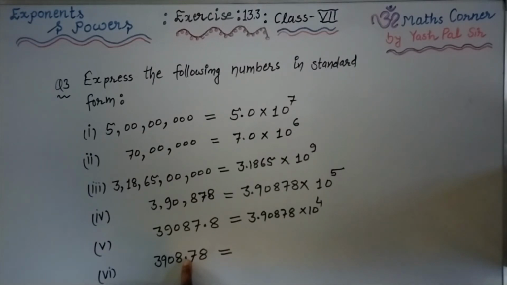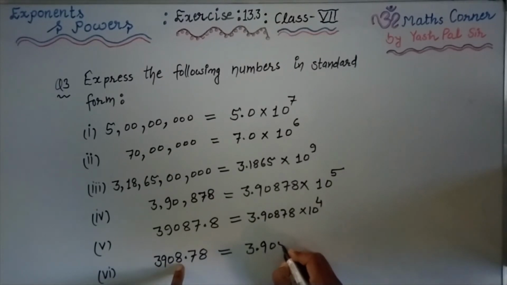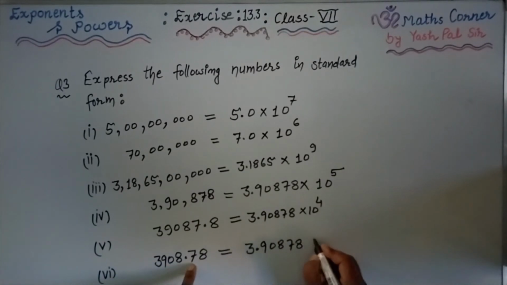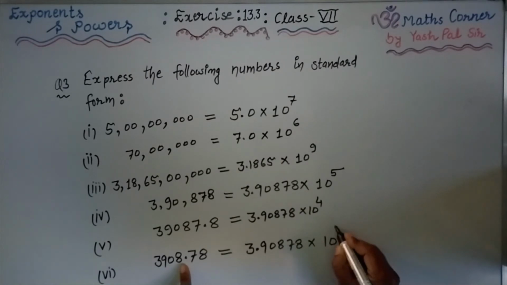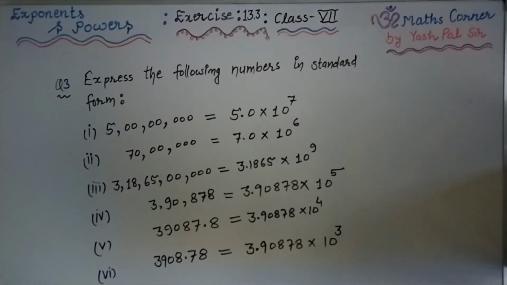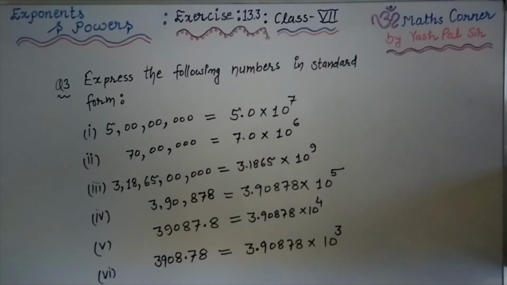In part number 6, once again we can understand the concept. Decimal is now here, so first of all we write 3 point. Next, all digits we write as they are: 9, 0, 8, 7, 8 into 10 raised to power. After 3, how many digits are there up to the decimal? 1, 2, 3. Up to the decimal we have to count. So there are 3 digits. So we put here 10 raised to power 3. So this is the way we can express the given number in the standard form.